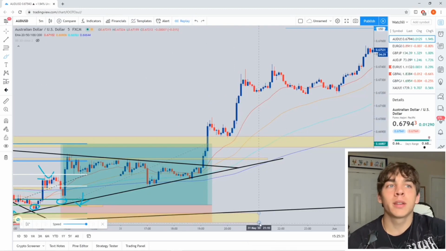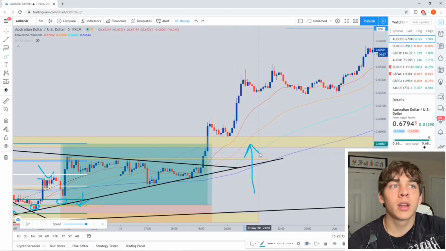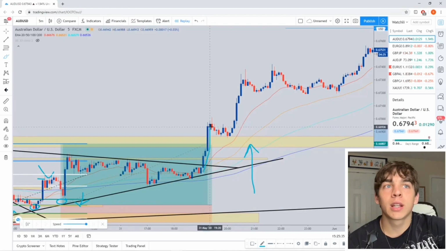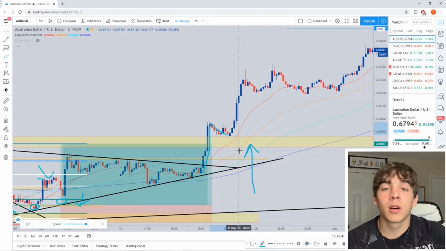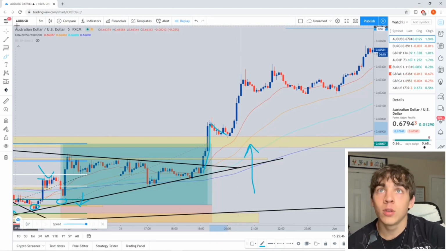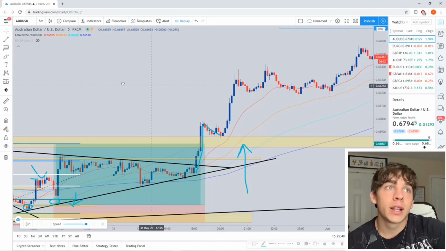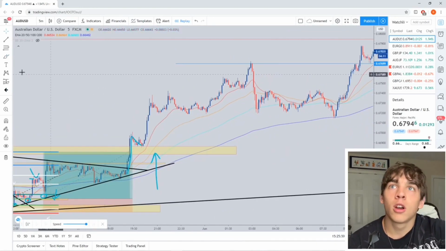The one thing I like about this is that if we look at the EMAs, we see a breakout of a significant level of structure, and then we see price above every single EMA. So what does that mean? That means that the momentum of the market is very, very strong if it is above the 20, the 50, the 100, and the 200. So that's what that is telling us overall.